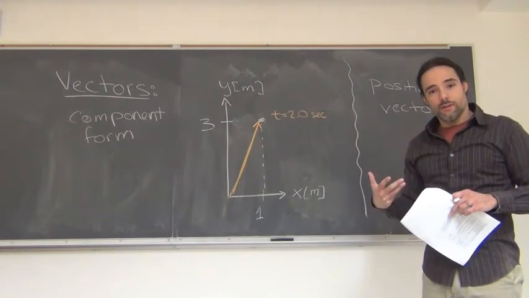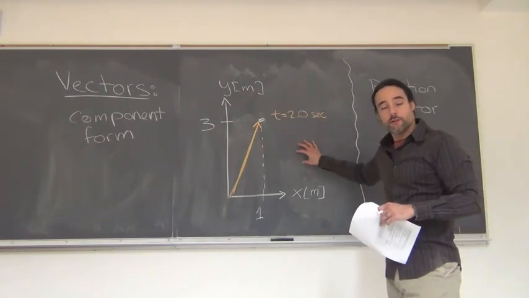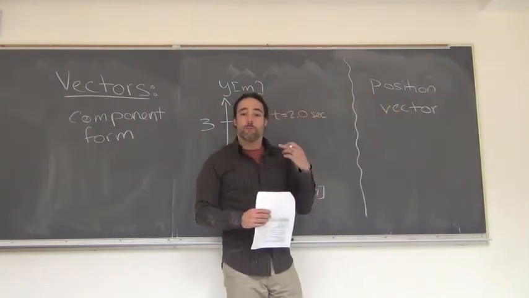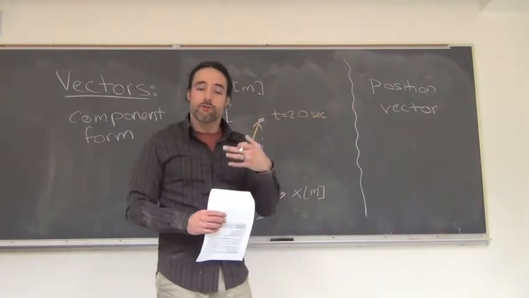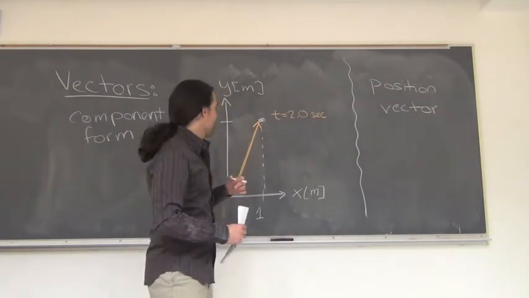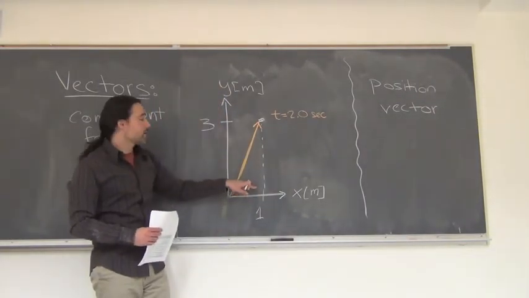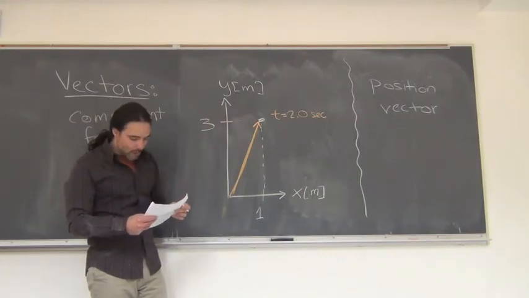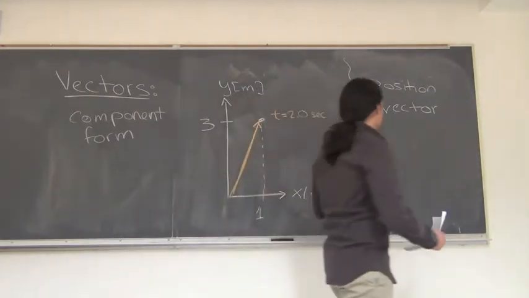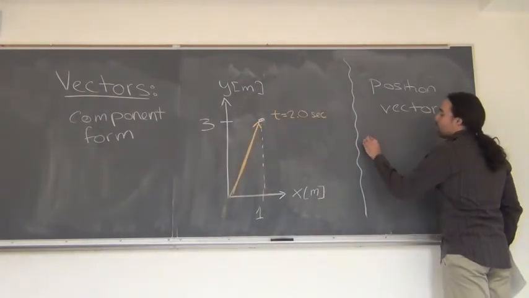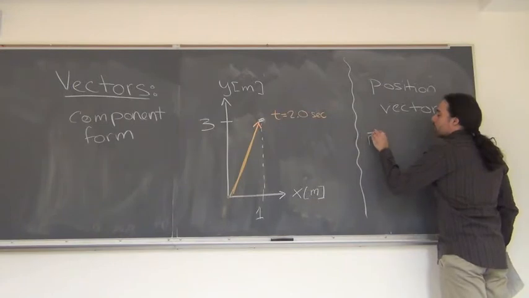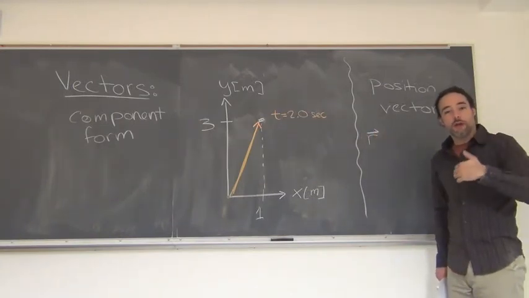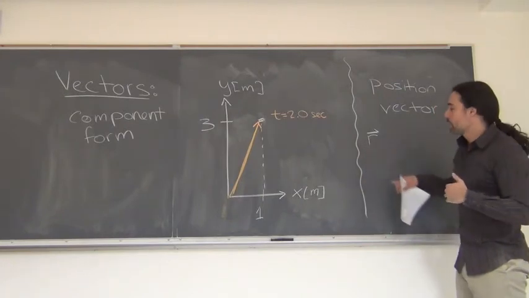We're going to look at that point in particular and use that to write a position vector. A position vector is a vector that describes the position of an object. Right now our object is over 1 meter in the x direction and up 3 meters in the y direction. So how would we write that? Well, we can write that very simply. We're going to write our position vector. I'm going to call it r. So we would say the position of the object is given by vector r.